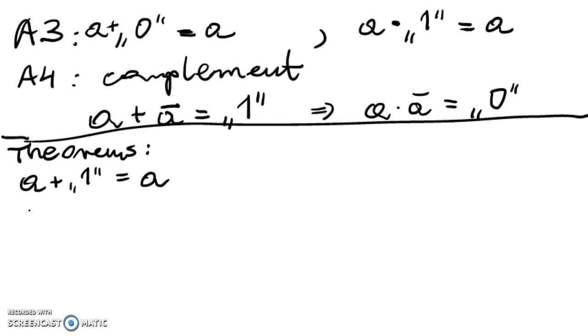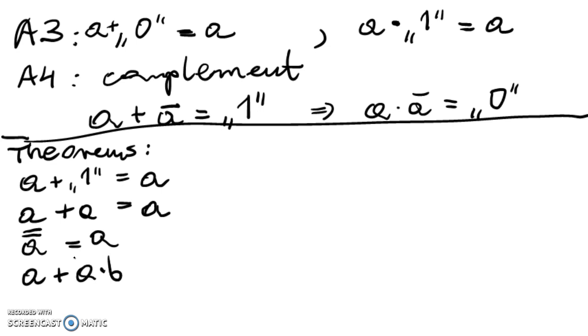So this is the first, and the second is that A plus A equals, not 2A as in our algebra, but simply A. And if you double complement, you've got the same element, very similar to the calculus operator not. And A plus A times B equals A simply. And A plus not A times B, where times means the logical multiplication, equals A plus B.